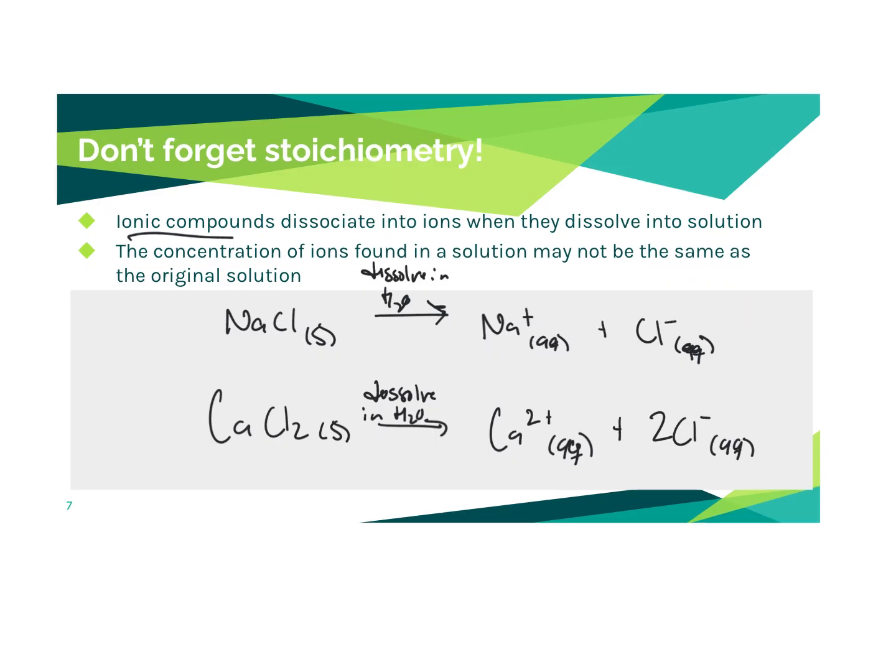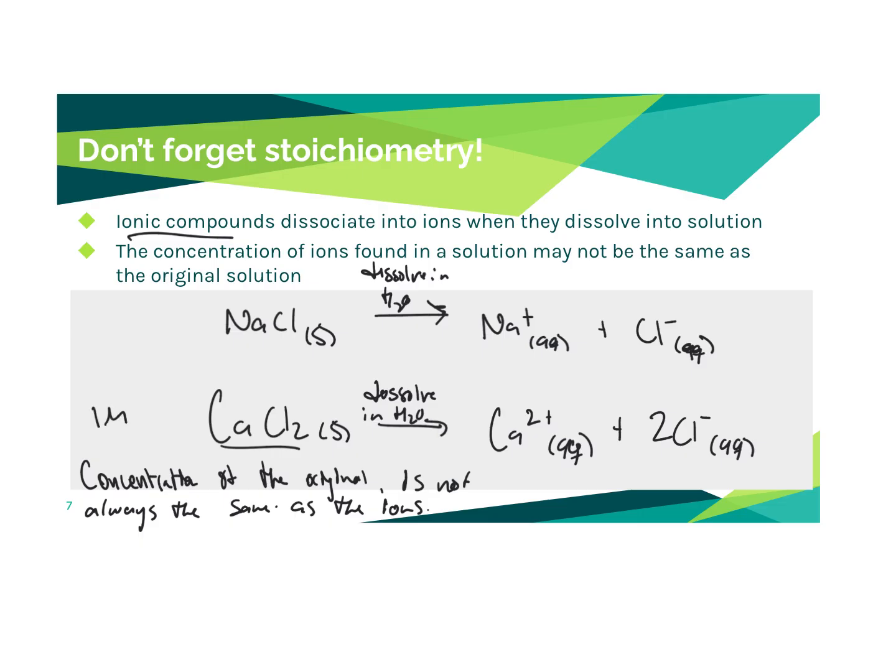So the important thing to remember here is that the concentration of the original compound, in this case CaCl2, is not always the same as the ions. So here, if we have, for example, 1 molar calcium chloride, in our product we would have 2 molar chloride, because we have 2 chloride ions.